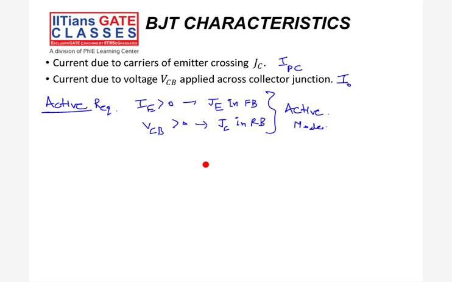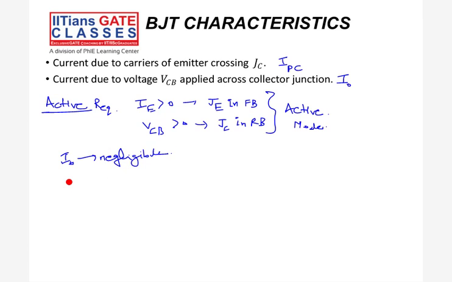So see, whatever concept I'm taking here for common base will be the same for common emitter and common collector. Now we can see VCB is a reverse voltage. The current through the collector junction due to VCB is negligible. This VCB is a reverse voltage, so the current due to this will be negligible. That will be I naught. The current passing through the collector junction will also be due to the carriers of the emitter reaching the collector junction. That is the second thing. The first is negligible.